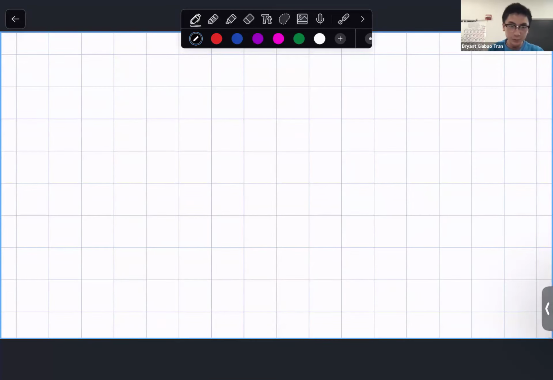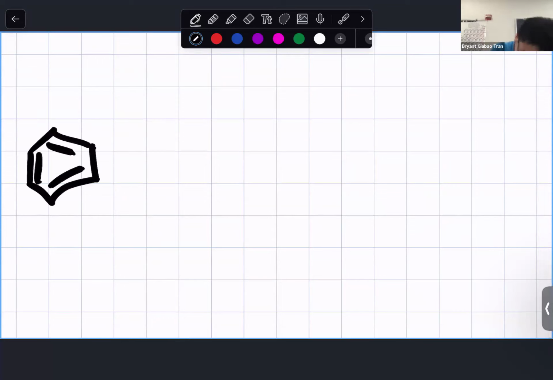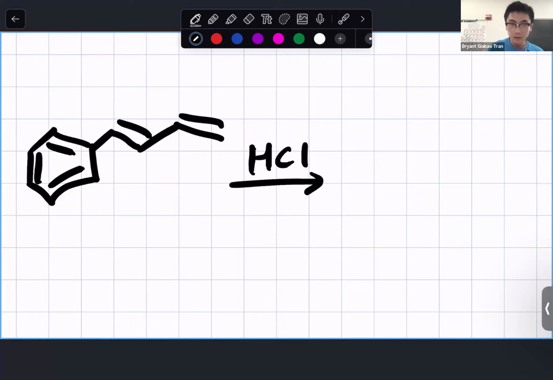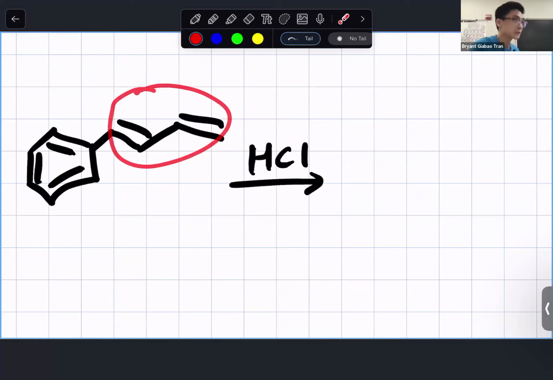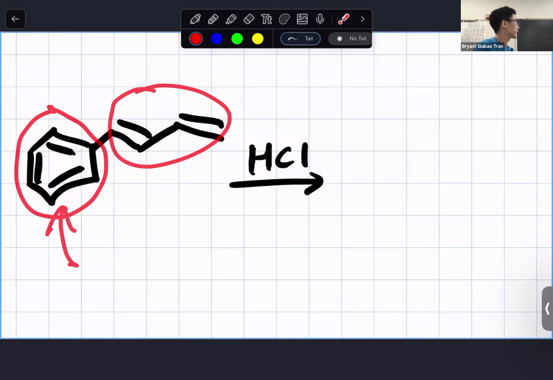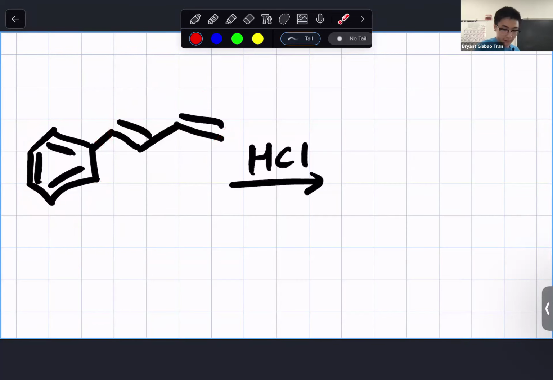Now, let's try this example here. Now, this is an asymmetrical conjugated diene, where this is our conjugated diene system here. The benzene would not react with the HCl because when you see a benzene ring, that is an aromatic ring that is really stable. We do not want to break that aromaticity, so that's going to stay unaffected. The thing that is going to react is one of these double bonds here.